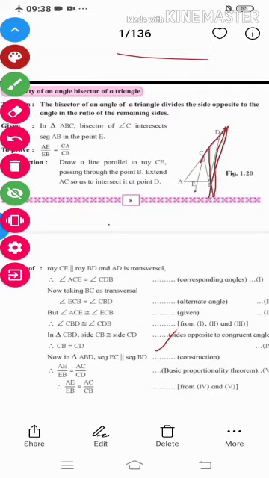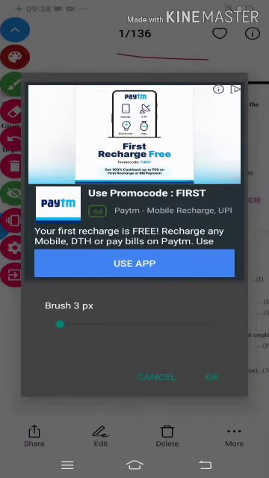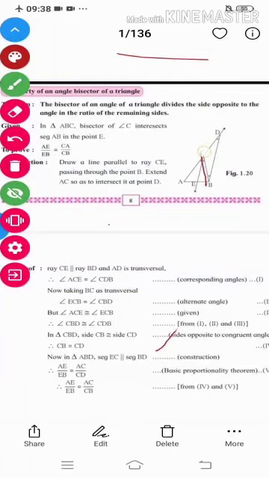Now in triangle CBD, what is given? Side CB is congruent to side CD.